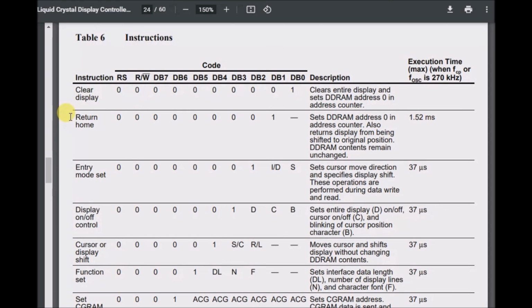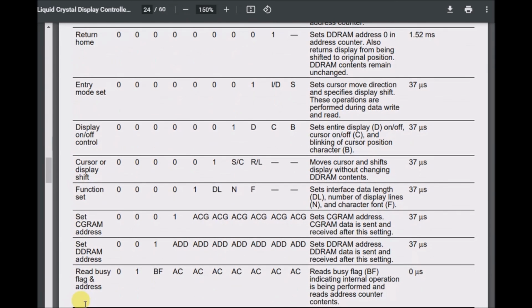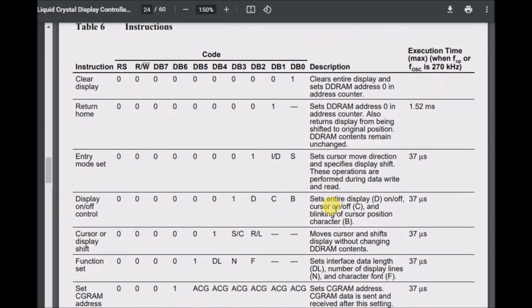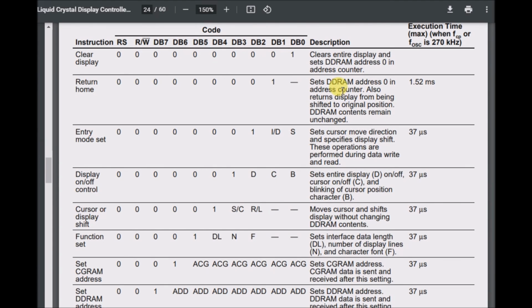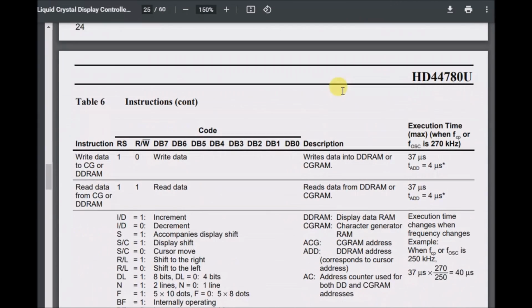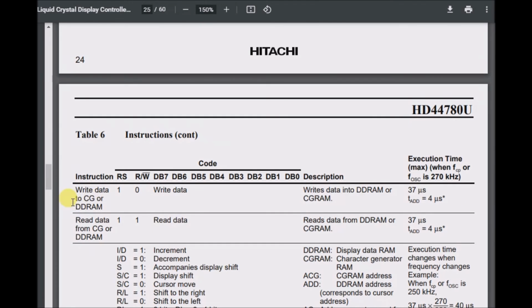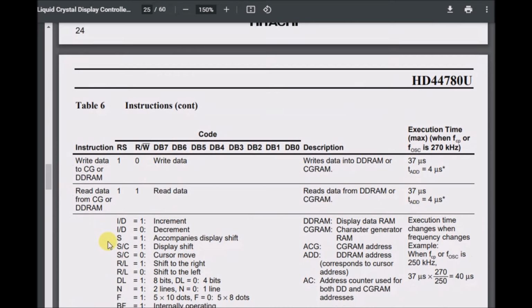Instructions: clear display, return home, entry mode set, display on-off control, cursor or display shift, function set, set CG-RAM address, set DD-RAM address, read busy flag and address. So yes, I'm skipping the description. I can pause and read that if I want. Instruction, is this just a continuation? Yeah. Write data to CG or DD RAM. Read data from CG or DD RAM.